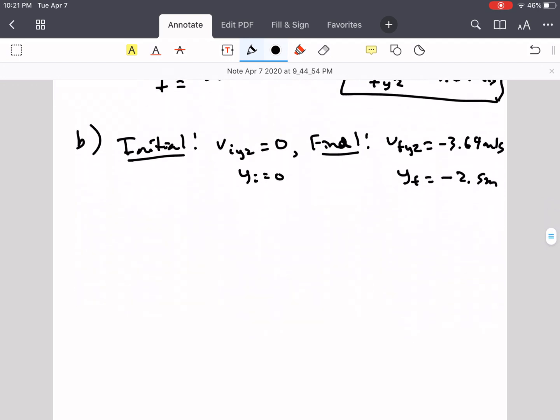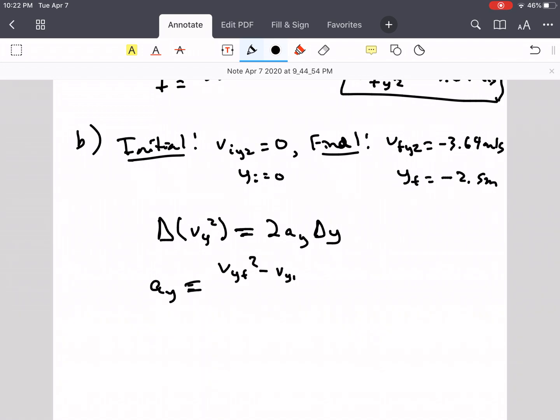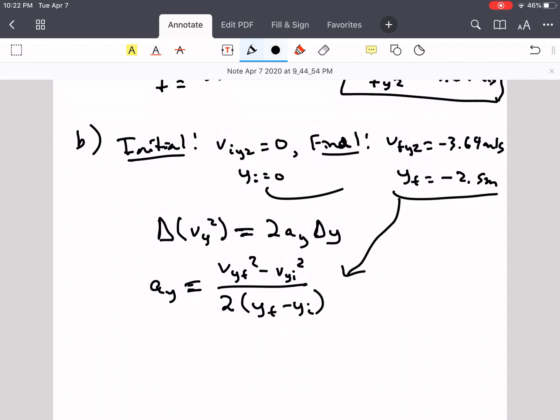So now I can just go to the following equation if I want to solve for acceleration. Delta vy squared is equal to 2 acceleration y times delta y. So my acceleration in the y direction is delta vy squared, so vy final squared minus vy initial squared, divided by 2 times delta y, so that's y final minus y initial. When we plug these values into this equation, we get a negative acceleration, and its value turns out to be negative 2.65 meters per second squared.